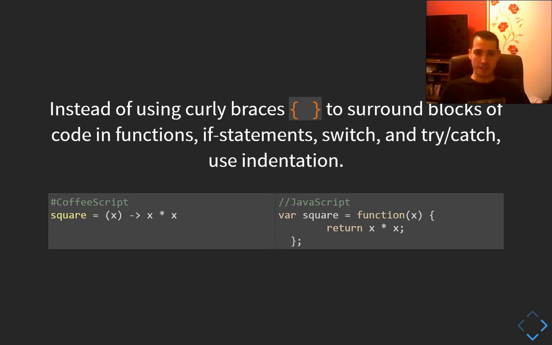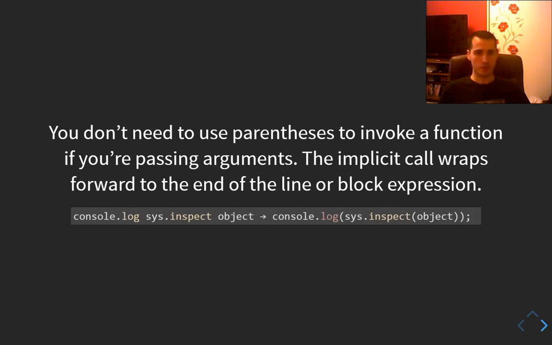Instead of using curly braces to surround blocks of code in functions, if statements, switch, and try/catch, use indentation. You don't need to use parentheses to invoke a function if you're passing arguments. The implicit call wraps forward to the end of the line or block expression.